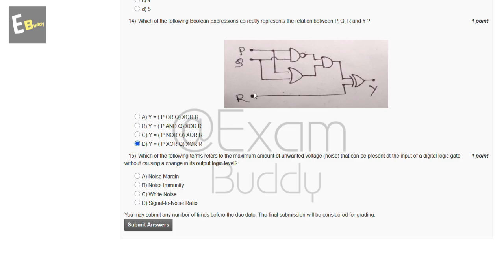Now the 15th question is which of the following terms refers to the maximum amount of unwanted voltage noise that can be present at the input of a digital logic gate without causing a change in its output logic level. These are the options and the answer of our 15th question is A, noise margin.